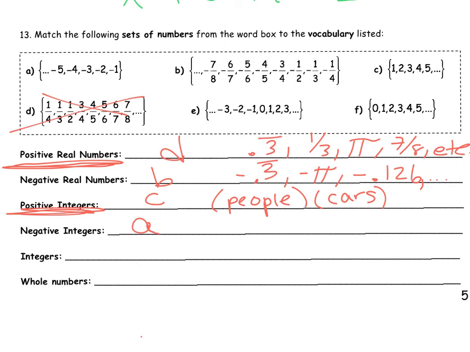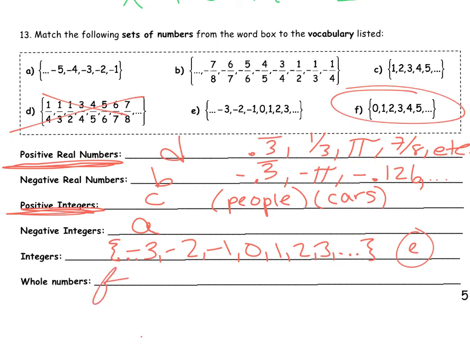Okay? And now integers, all integers, would be including negative 3, negative 2, negative 1, 0, 1, 2, 3, etc. in both directions. Okay? So that would be letter E. And then lastly, whole numbers. This shows up a lot. Whole numbers includes the number 0. So that would be F. So you can have 0, 1, 2, 3, 4, etc.